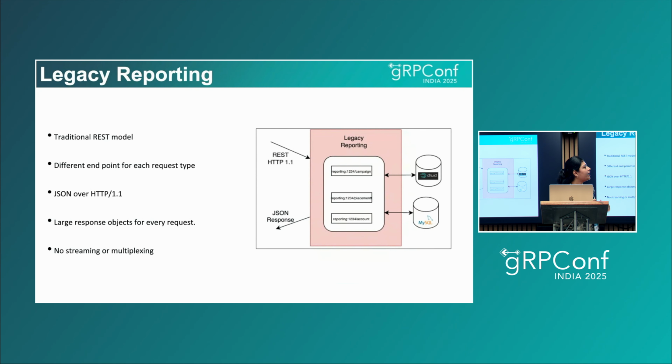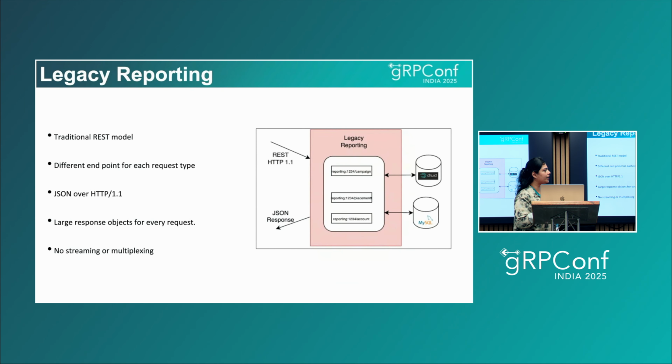So this was about how we've set up our gRPC-based reporting service. But additionally, we have a legacy REST-based application in our system, which has been there for quite a long time and is tightly coupled in certain use cases, so it is still in action. It is a traditional REST-based application, but in the backend it does the same operation: it gets all the metrics and metadata from Druid and SQL and returns them to the UI. The difference is that, being traditional REST, it has different endpoints for each of these request types and sends complete large request and response objects without streaming and multiplexing.